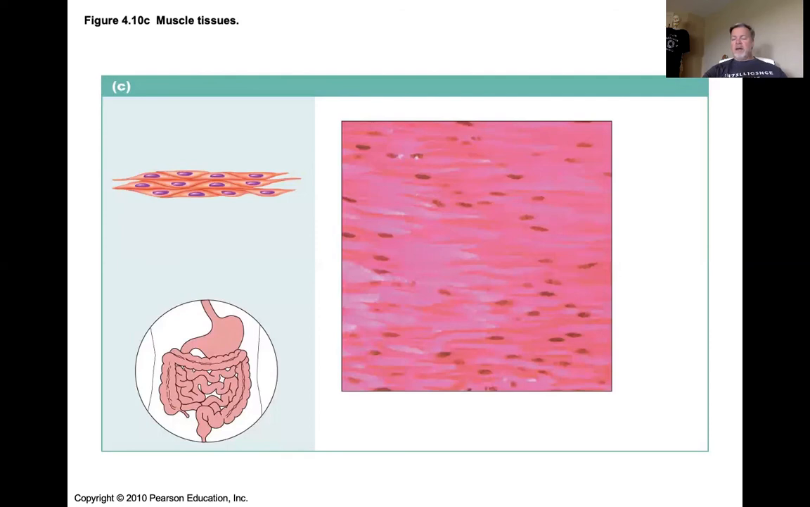You're also going to find it in the walls of all your blood vessels, all the way down. You stop getting smooth muscle when you hit capillaries with your blood vessels, but then you pick it back up when you hit veins. You also find smooth muscle in the tubes when you're breathing, so in your bronchi that go into your lungs. So smooth muscle is really there to help move substances through these tubes.